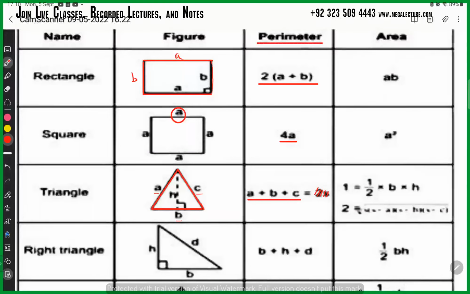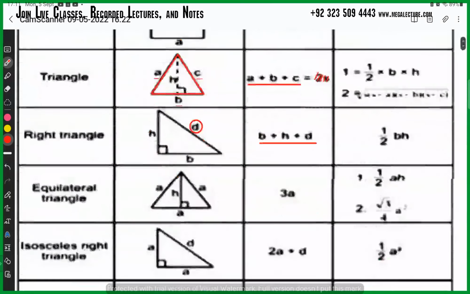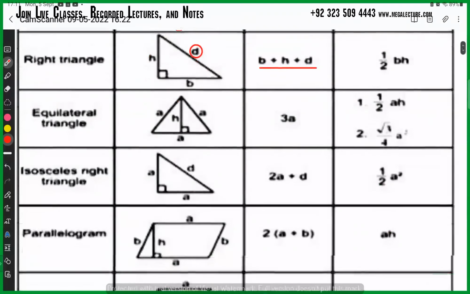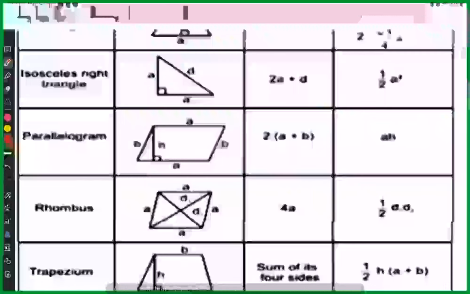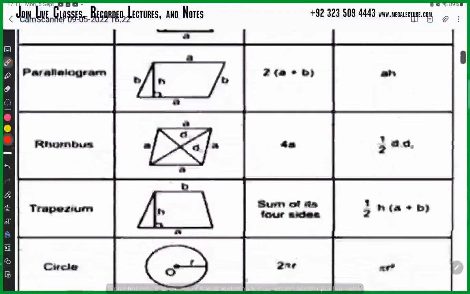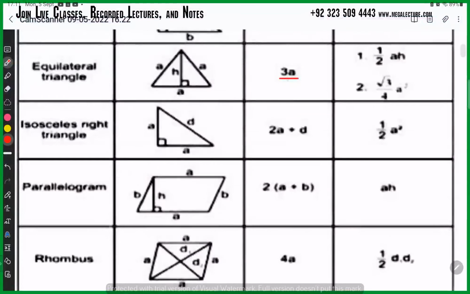Next, if we talk about this right angle triangle, we already know in case of right angle triangle, this used to be the hypotenuse side. Then one of the two sides is base and the other one is basically your perpendicular side, right? So again, even if it's a right angle triangle, for perimeter, you are supposed to add the three sides, and that is it. For this equilateral triangle, for this isosceles triangle, again, we are adding all the sides. So it's 3a for the equilateral triangle because all the sides are same. For isosceles, two sides are same and the third side is different.